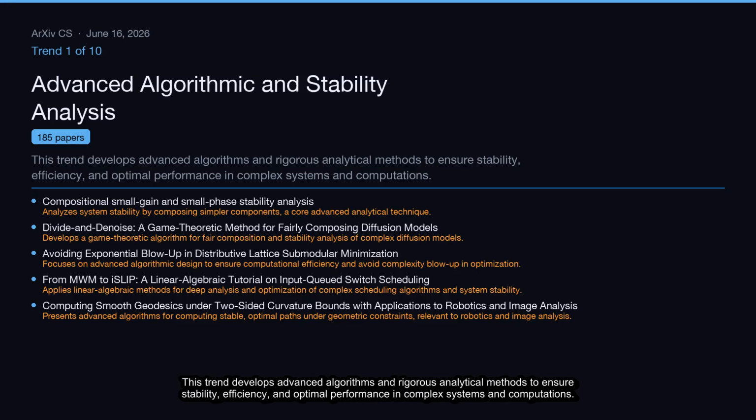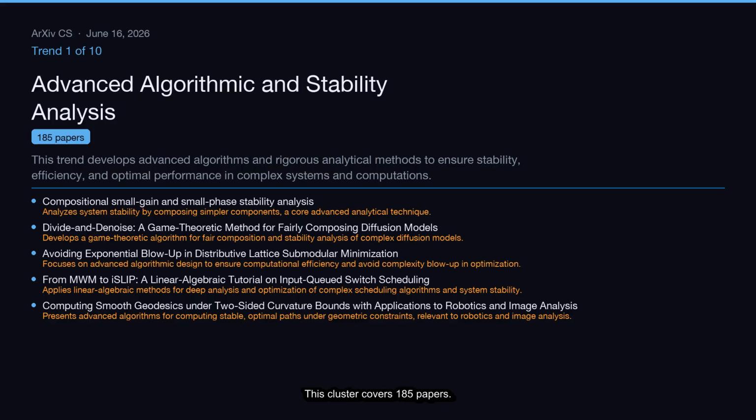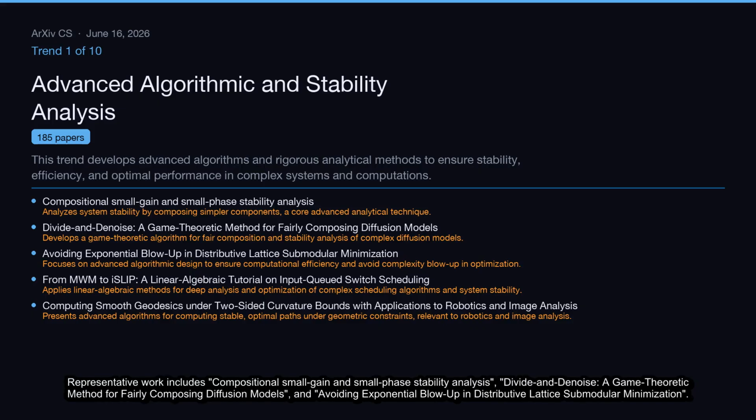This trend develops advanced algorithms and rigorous analytical methods to ensure stability, efficiency, and optimal performance in complex systems and computations. This cluster covers 185 papers. Representative work includes compositional small gain and small phase stability analysis, Divide and Noise, a game-theoretic method for fairly composing diffusion models, and avoiding exponential blowup in distributive lattice submodular minimization.